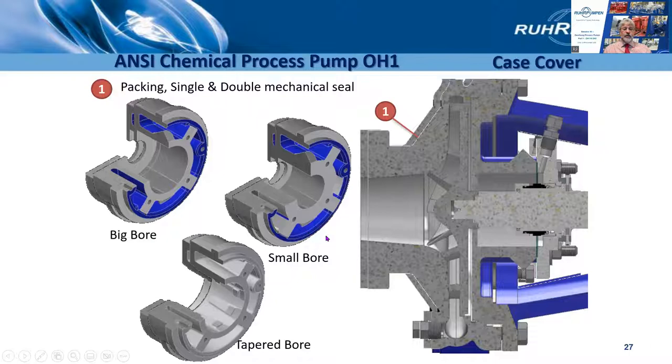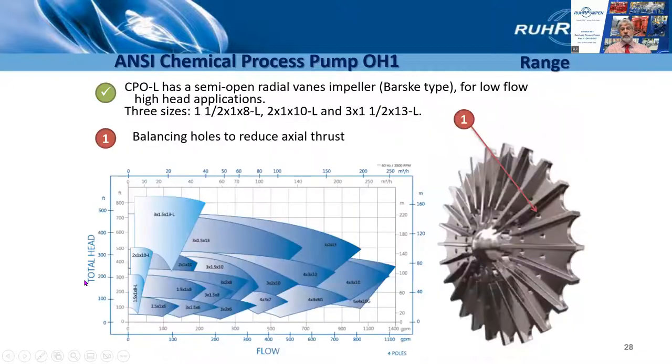The pumps have three interchangeable stuffing boxes, and this is quite normal amongst all suppliers. One is used for packing and for simple cartridge seals. The big bore is used for dual seals, and a tapered bore for solids handling. Here is the standard range chart, and you'll see Ruhr Pumpen has three sizes of low flow pump that use a Barske type radial vane impeller, low flow, high head.